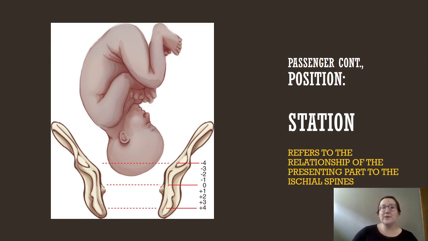When we talk about engagement, a term that is related to station and is also very important, this is referring to the largest diameter of the presenting part. So obviously we want a cephalic delivery, we want a vertex delivery, with the head facing downward into the pelvic inlet. This is usually the biparietal diameter that we're referring to, has passed through the pelvic inlet and is into the true pelvis. It corresponds to station 0.